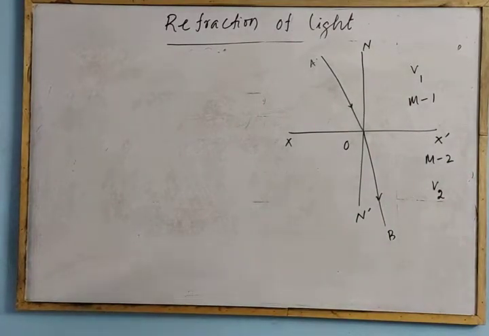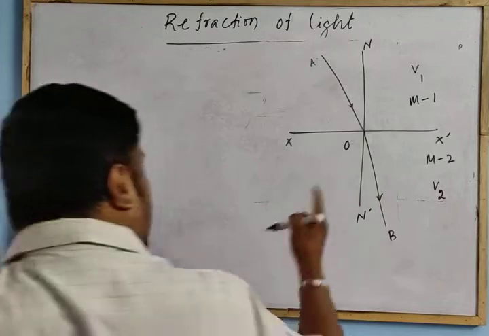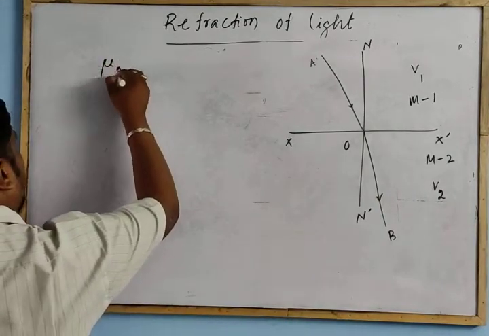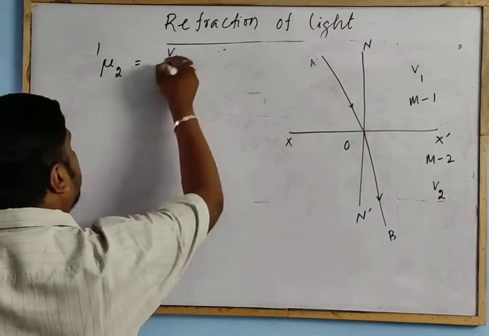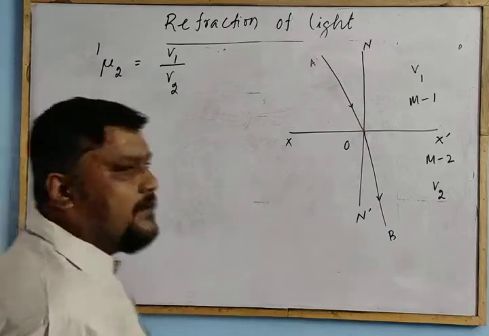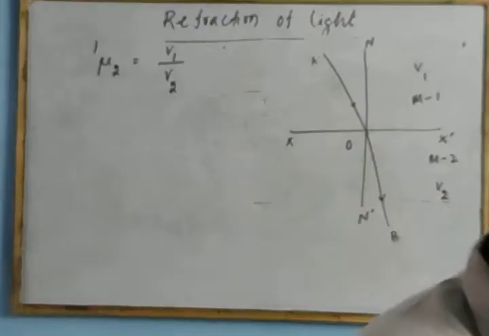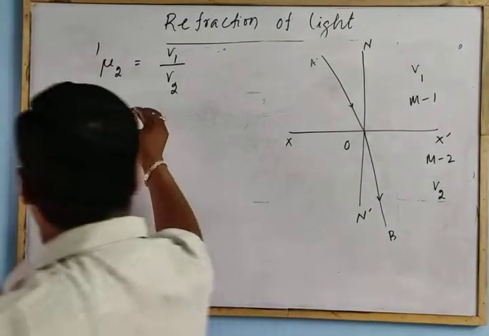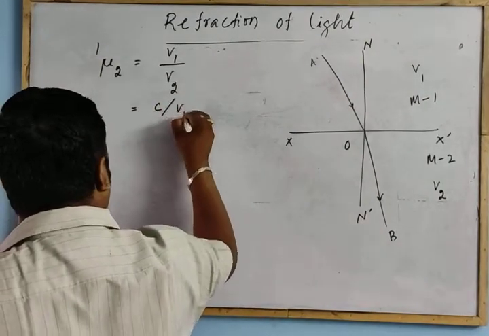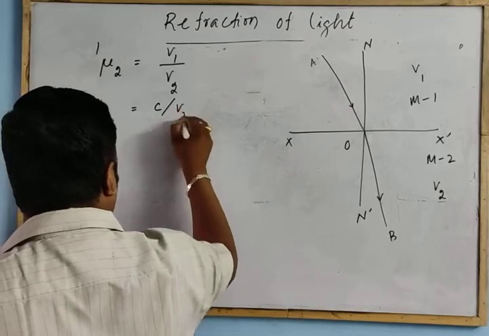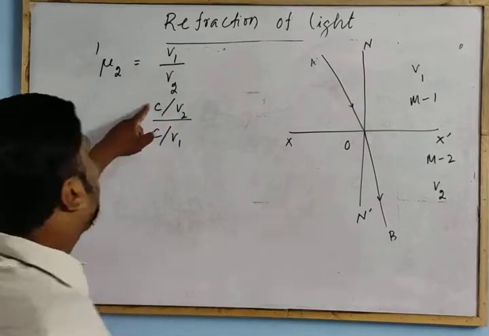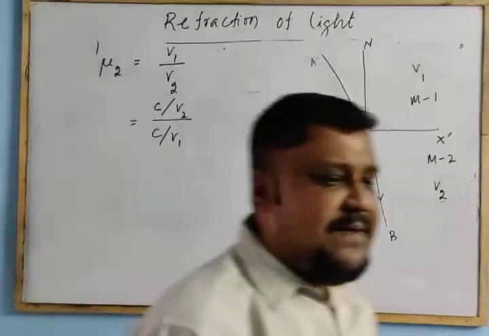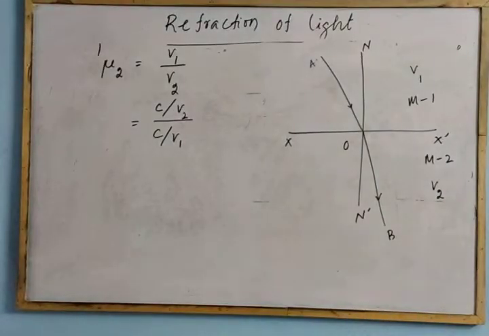Clear? So as you know, now if you put that, what is the relative refractive index of medium 2 with respect to 1? That should be equal to V1 by V2. Clear? Now I can write this expression as C by V2 divided by C by V1. Can you write like this from here to here? Multiply C and divide C, the equation is same. C by V2 divided by C by V1.